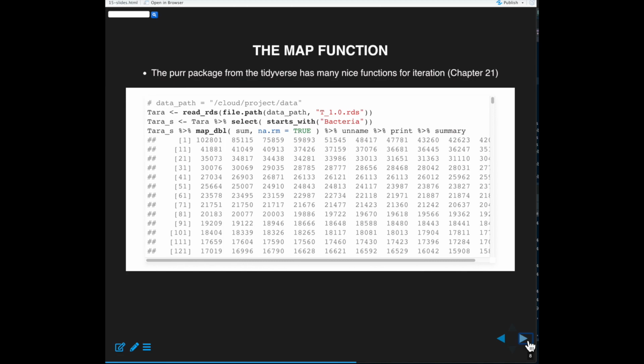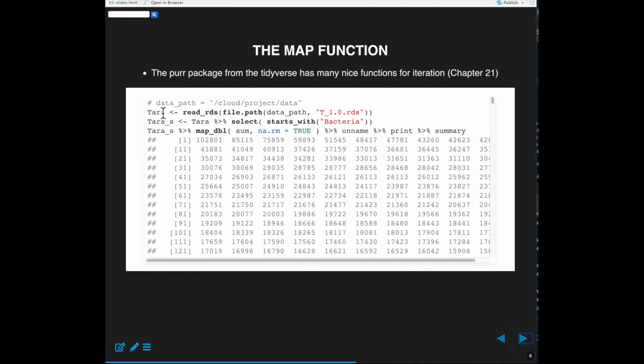Now, in general, there are several other ways to implement iteration in R. The for loops are part of the base package, and we'll come back and I'll show you while loops in a little bit. They're also part of the base package. But purrr is a package within the tidyverse. It has lots of nice functions for iteration that make things a lot easier.